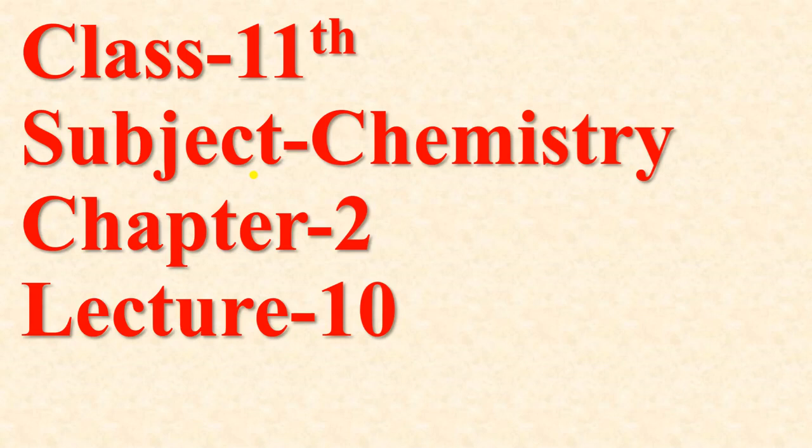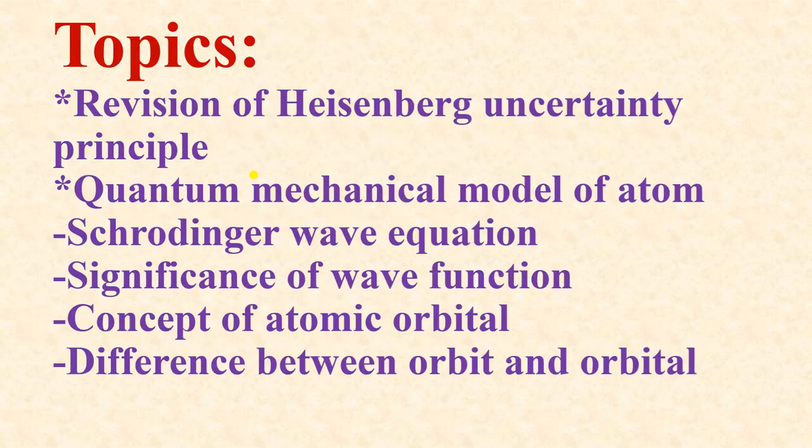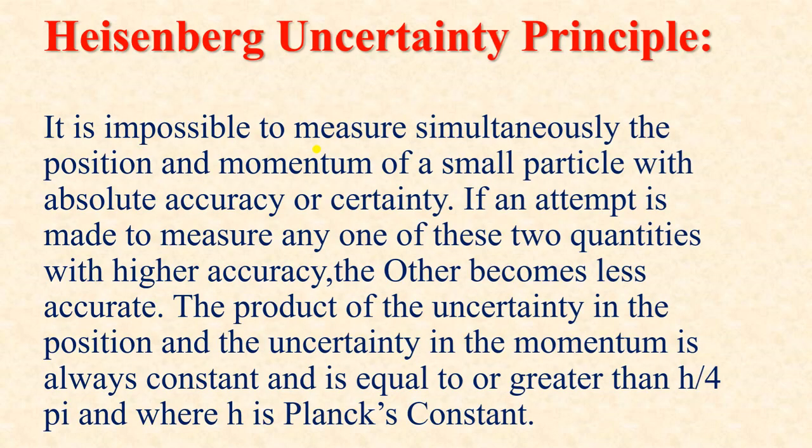Morning class. This is class 11th, subject chemistry, chapter 2 and lecture number 10. So topics of today's lecture are: first we will revise Heisenberg uncertainty principle. After that we will study quantum mechanical model of atom, in which we will study about Schrödinger wave equation, significance of wave function, concept of atomic orbital and difference between orbit and orbital. So first we will begin with Heisenberg uncertainty principle.